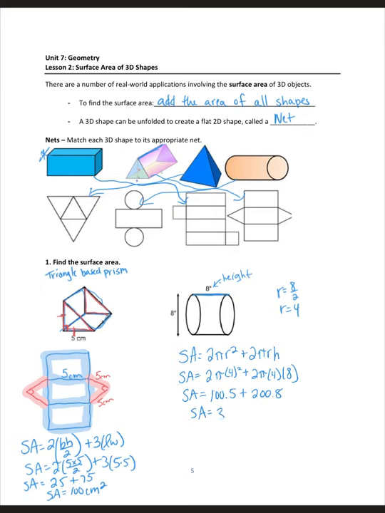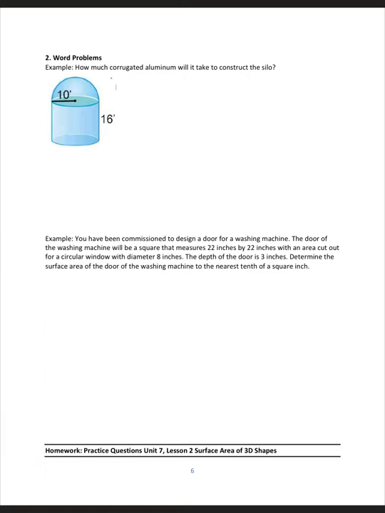So the surface area is going to equal 301.3, and this was in inches, so inches squared. Okay, so let's look at some word problems as they relate to surface area.